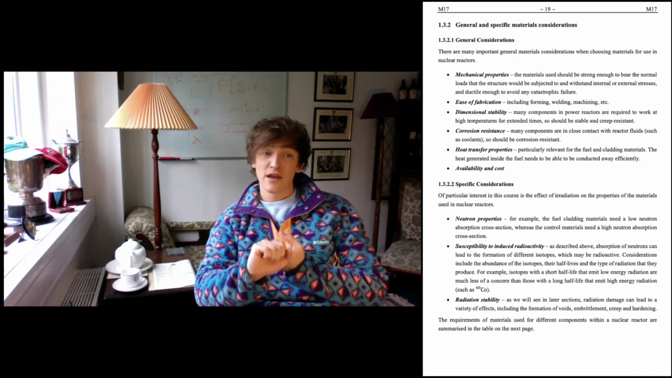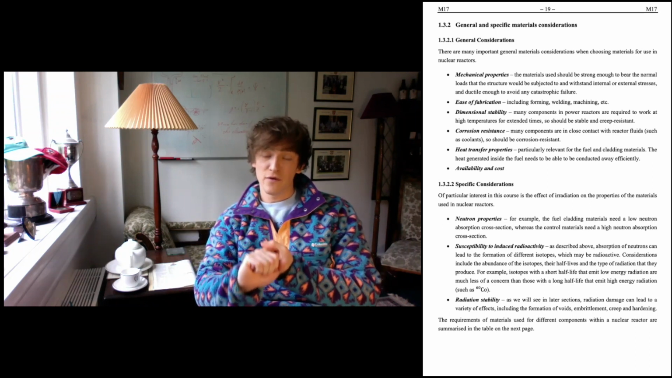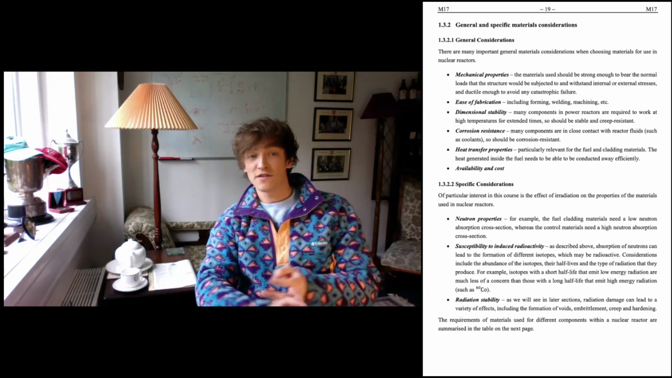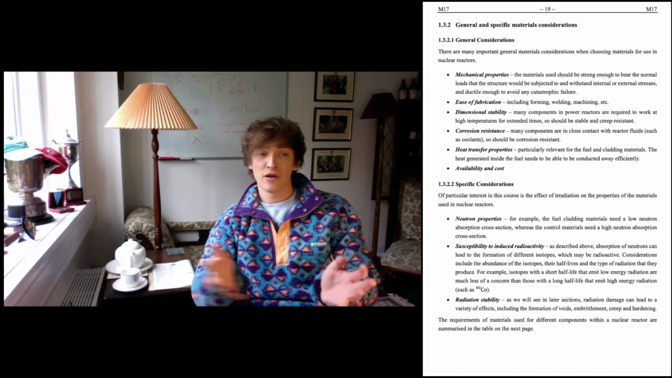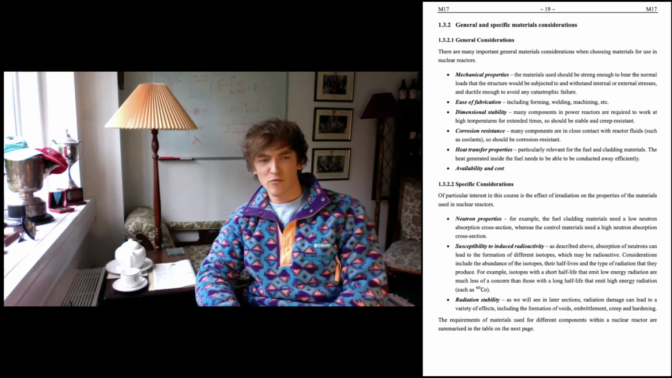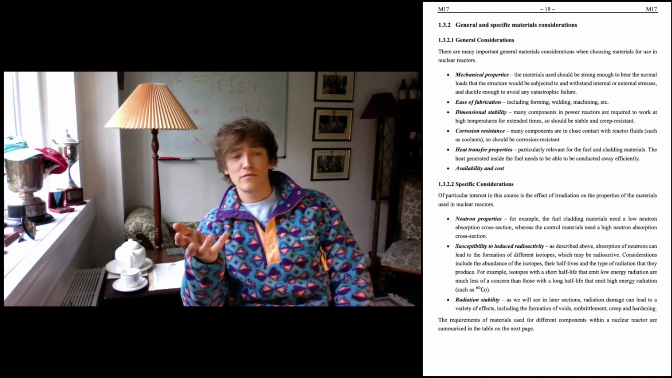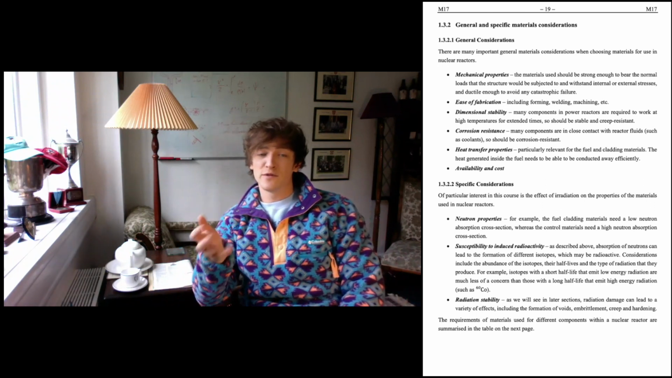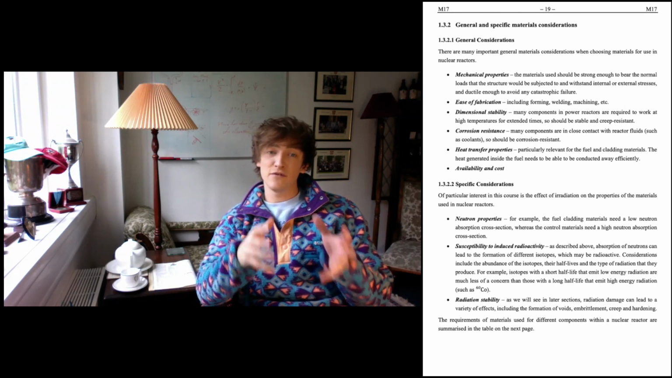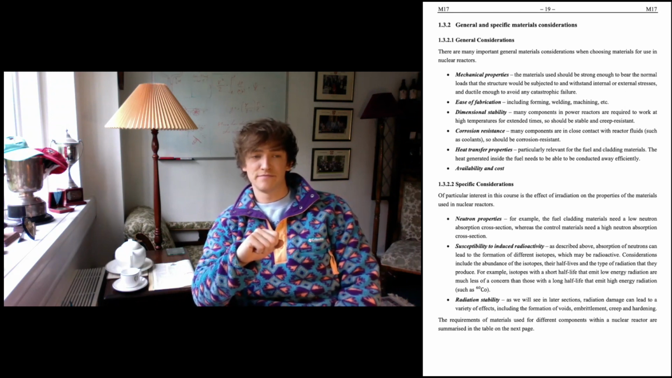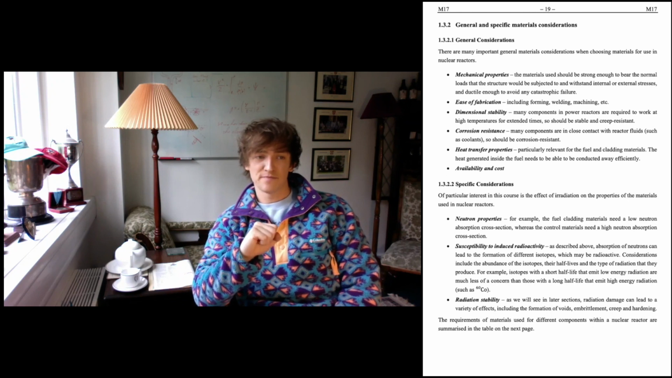Neutron properties. We want to keep our neutrons within the fuel, making more fission reactions, or in our control rods, stopping the fission reactions, depending on what our objective is at the time, what operational condition we're in. So, for example, the control rod, we would want a high absorption cross-section, whereas the fuel cladding, we would want a low neutron absorption cross-section, because we don't want it to absorb those neutrons.